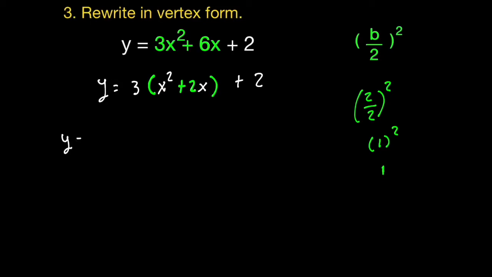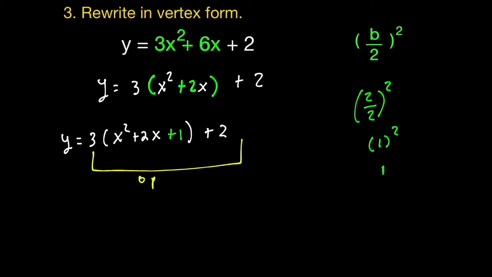Now I'll have y equal to 3 multiplied by x squared plus 2x, and I need to add the 1 to complete the square, and then we have a plus 2 right here at the end. Now to keep the equality, we need to subtract whatever it is that we added. Here it looks like we added a 1, so we would think to subtract 1. But we have to keep in mind that there's a factor of 3, so we're actually subtracting a quantity of 3 times 1.